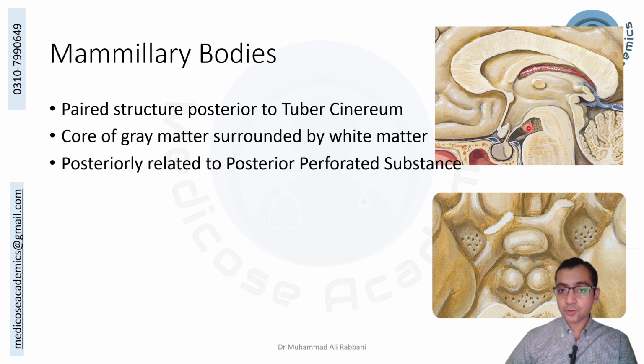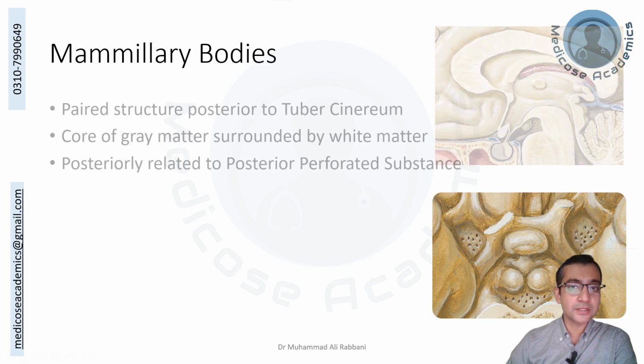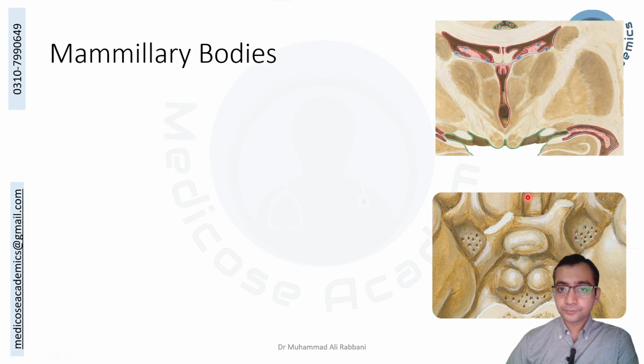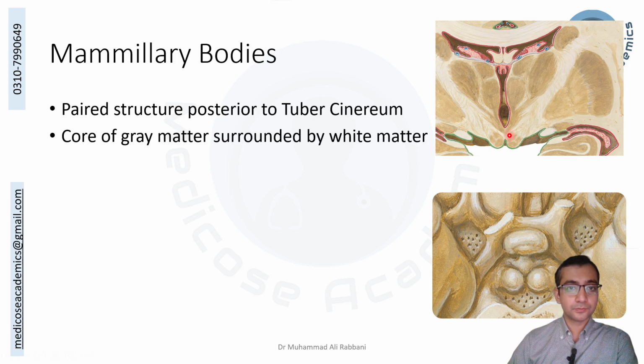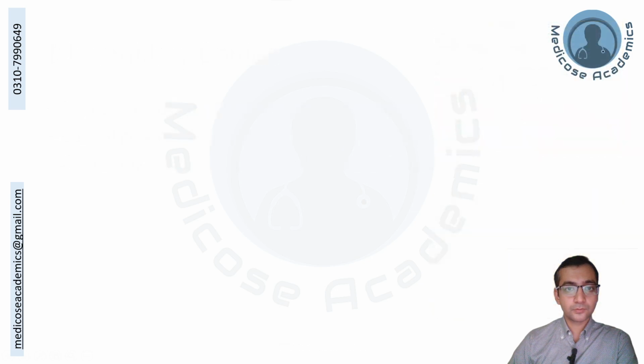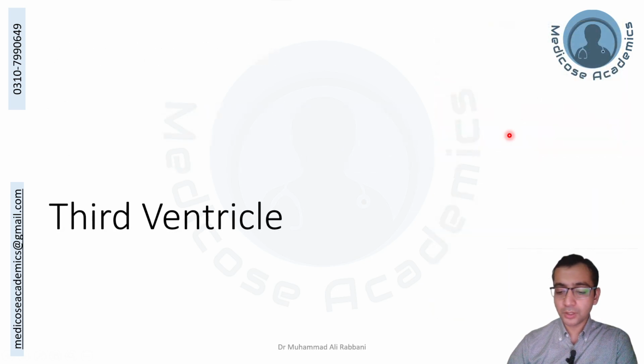The mammillary bodies, shown here and here, are the structures that are posterior to the tuber cinereum. They have a central core of gray matter with surrounding white matter, and are somewhat related to the limbic system, and they have different functions. You will see it in the coronal section too. Posteriorly, it is related to the posterior perforated substance.